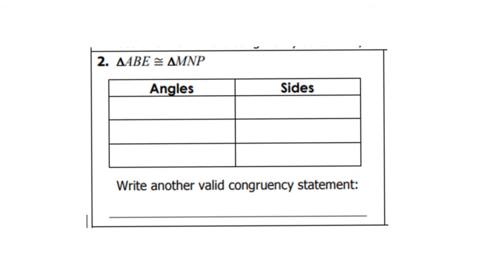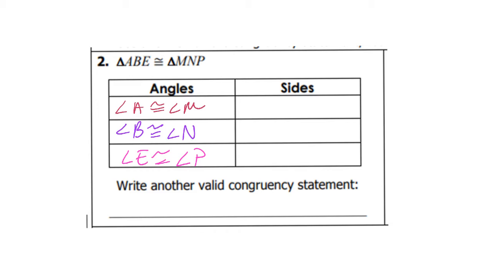All right, looking here, it gives you a set of triangles that are congruent, and it asks you to list all congruent angles and all congruent sides. So congruent angles, angle A is congruent to angle M. Angle B is congruent to angle N. And angle E is congruent to angle P.